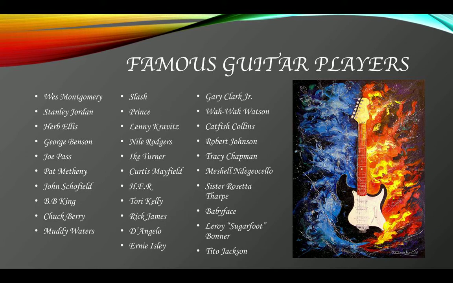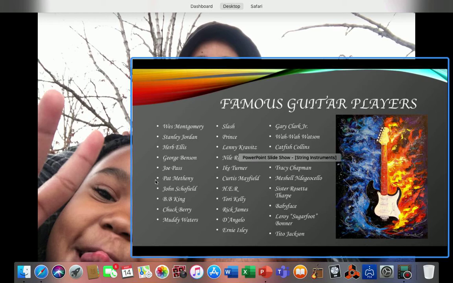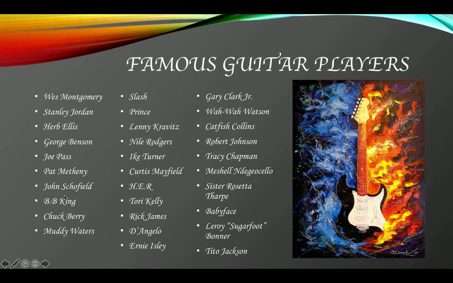Obviously, you got the ones like Prince that people know, and Tori Kelly, D'Angelo, Babyface. But then you got other ones like Catfish Collins and Wawa Watson. Sugarfoot, who was from the Ohio Players, Sister Rosetta Tharpe, who was a blues singer, Tito Jackson, which is Michael Jackson's brother, Ernie Isley, who was Ron Isley's brother, Curtis Mayfield, Ike Turner, Nile Rodgers, Lenny Kravitz, and you got all the jazz guys and blues guys on this side, so that's Wes Montgomery, Stanley Jordan, Herb Ellis, George Benson, Joe Pass, Pat Metheny, John Scofield, B.B. King, Chuck Berry, Muddy Waters. So it's a lot of people, and I'm actually going to play you a little bit of guitar.